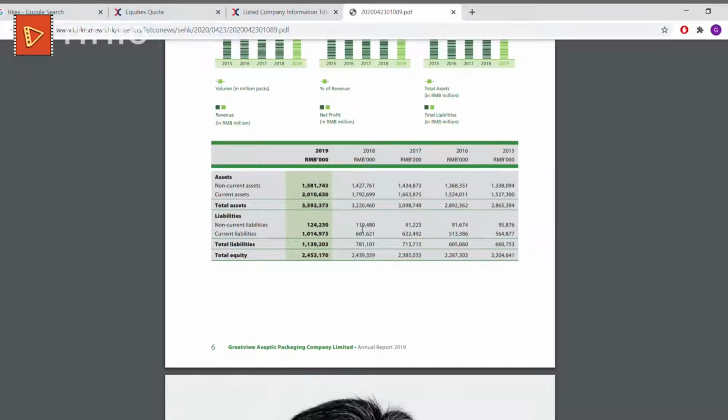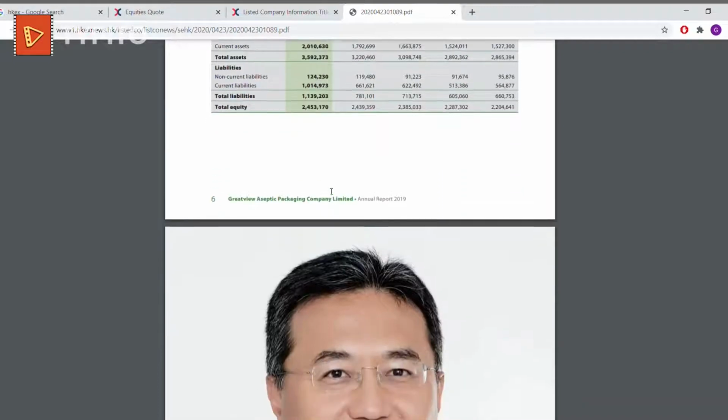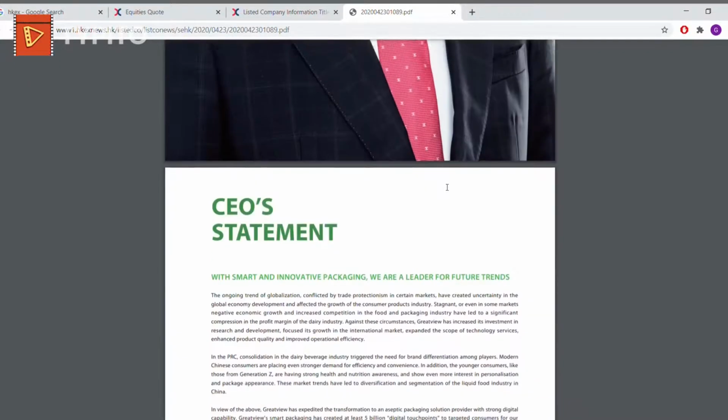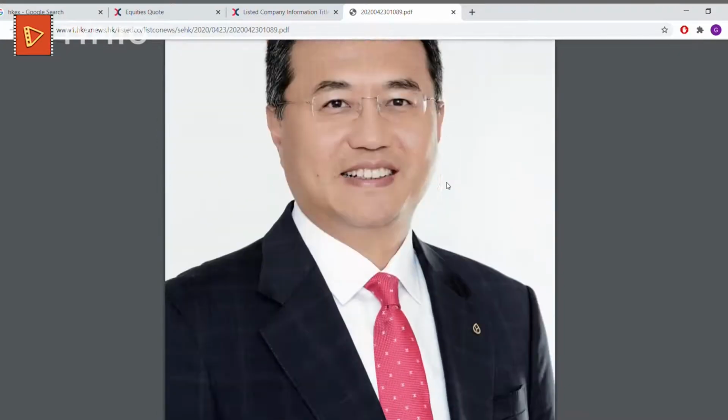And if you are a dividend seeking investor, Greatview is actually a very good company to consider, because its dividend payout is almost 100%, if I'm not mistaken.